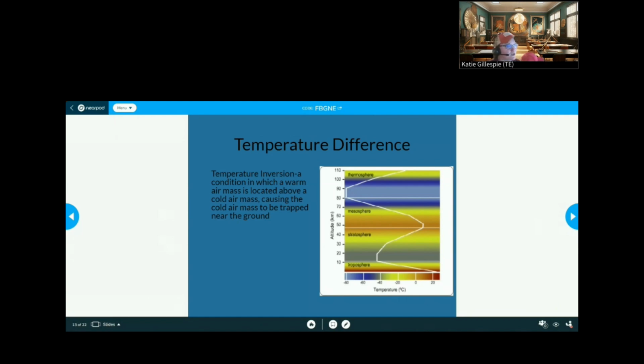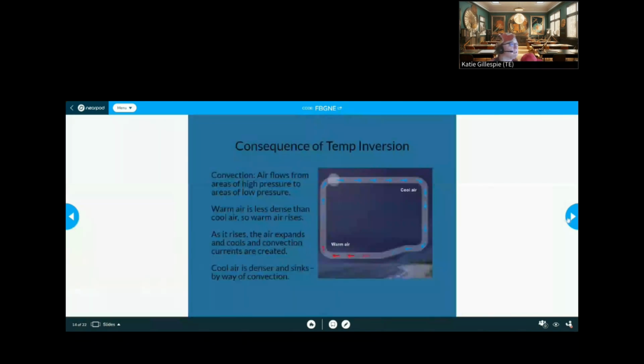Again, this is the temperature inversion I was just talking about when you have that warm air mass that is located above a cold air mass. This is huge for weather. All right, but I slipped it in here because if we can get talking about this already, then when we get to weather, you're going to be like, oh, I remember that. So that's why that's in there.